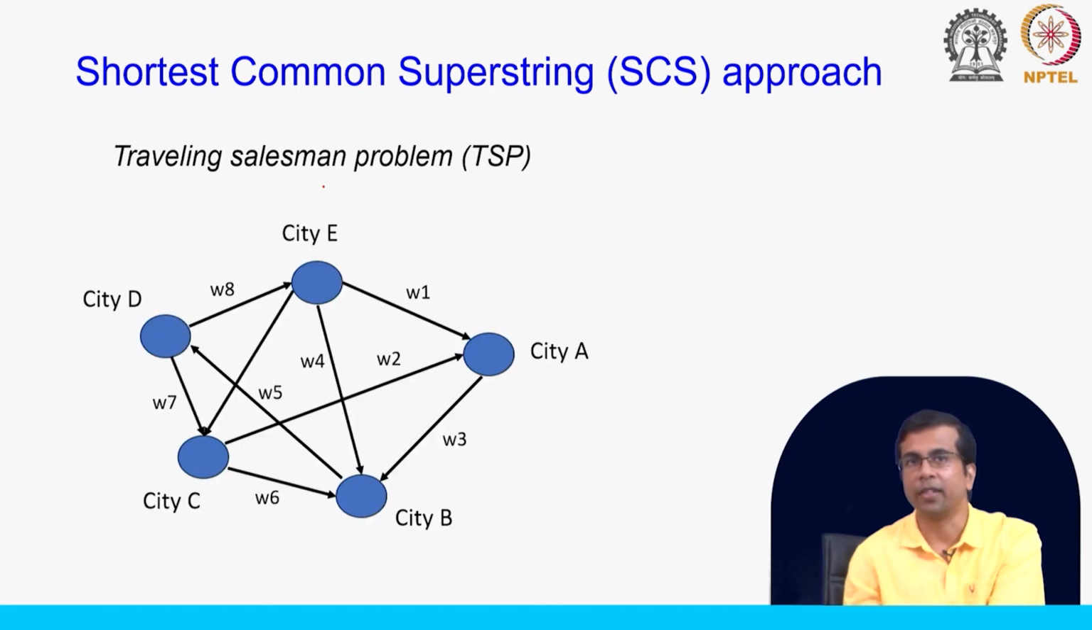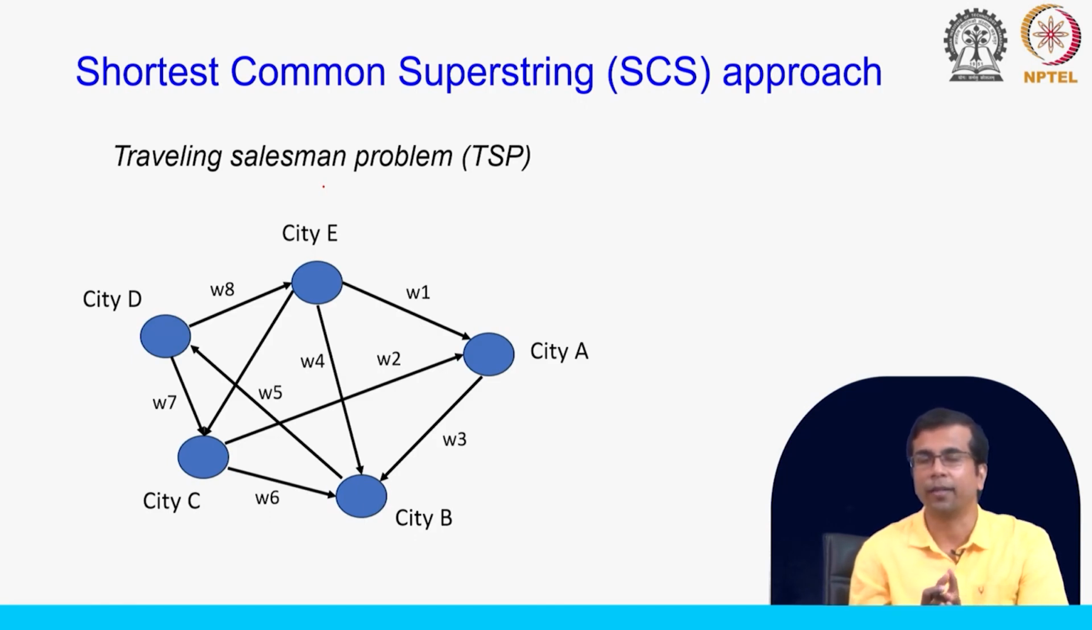So, what is the traveling salesman problem? The name probably tells you already. You can imagine an individual traveling through multiple cities. Again, this is a graph of cities, A to E, and these cities are connected by edges because there are, let us say, flight connections or train connections between the cities.